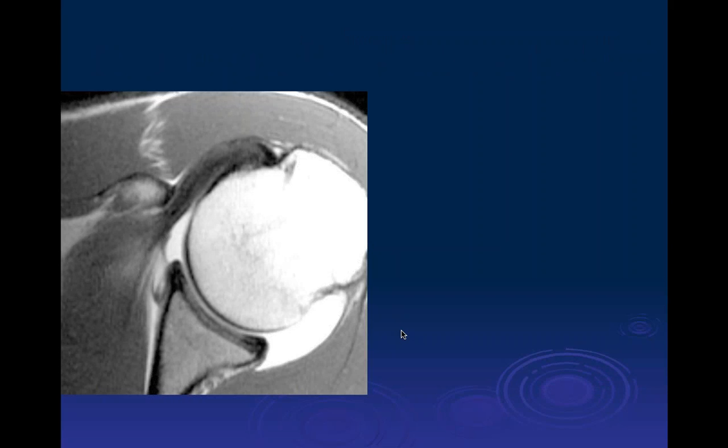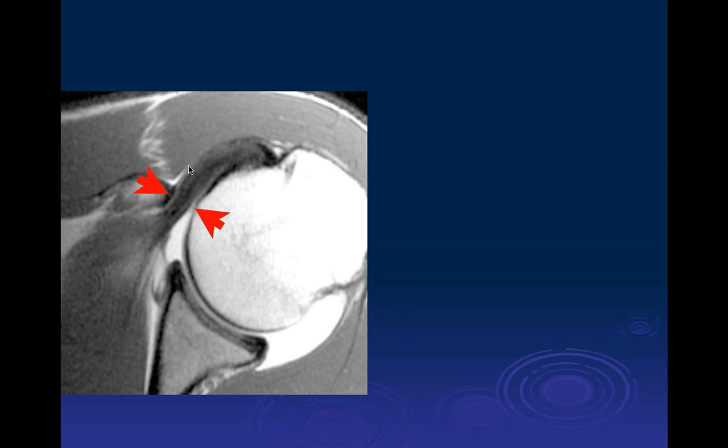Let me do this. What I think is a better way to look at this on MR is to look at the axial images and look at the space between the coracoid process anteriorly in the axial plane and the anterior cortex of the humeral head, which we're seeing here. And you can measure that particular space. In this area, we can see that it's a little bit narrowed.